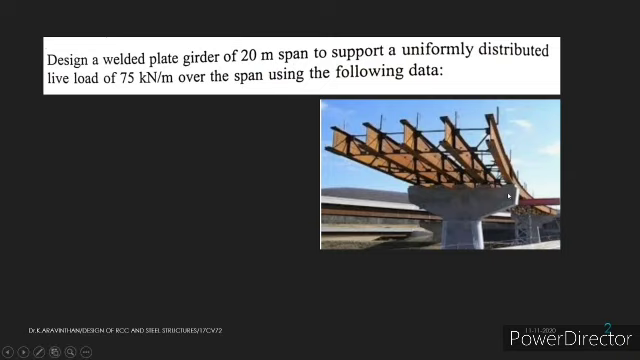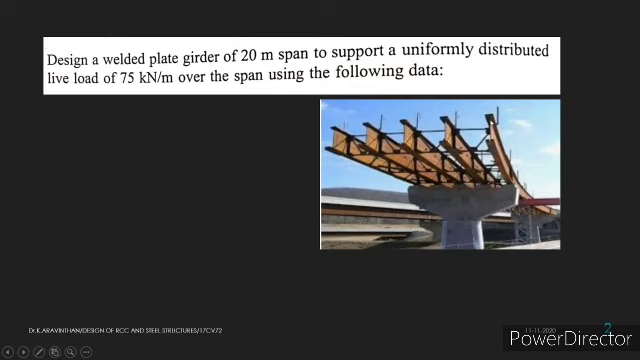Here in this case you can see this is a bridge construction. So we very well know that in a bridge we will be having a uniformly distributed load. The live load is given here as 75 kilonewton per meter. So between pier to pier there will be some distance. Let us assume this distance is a 20 meter span, and let us design a single girder. So you can see that this is an I section. This I section has to be designed.